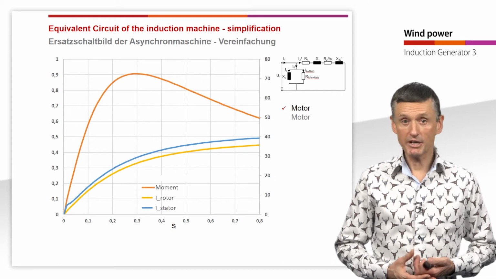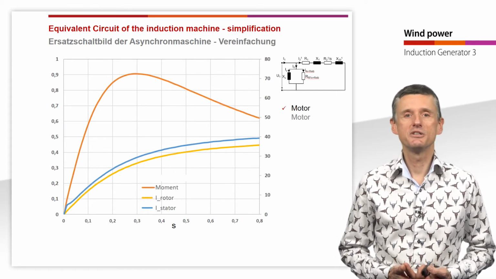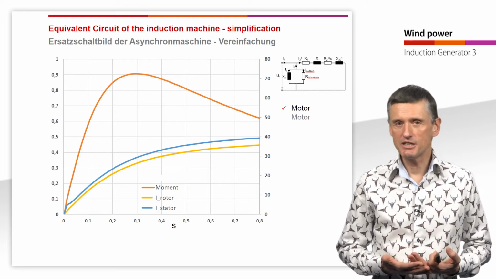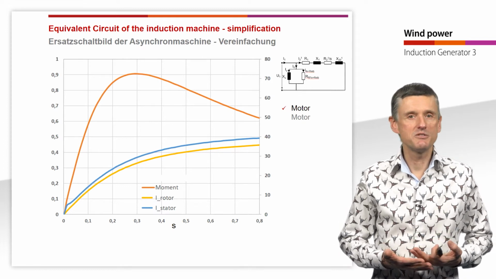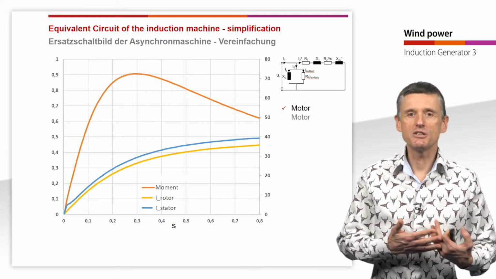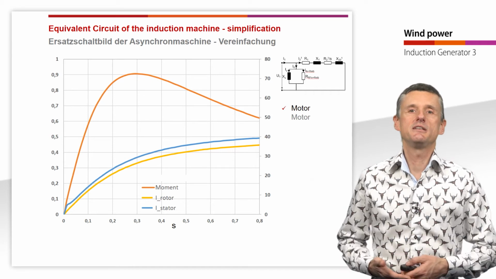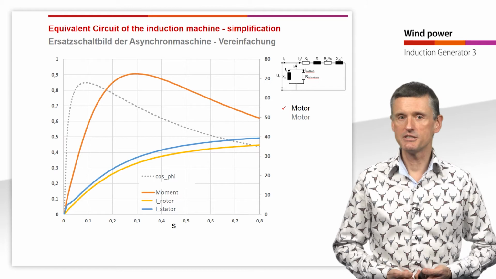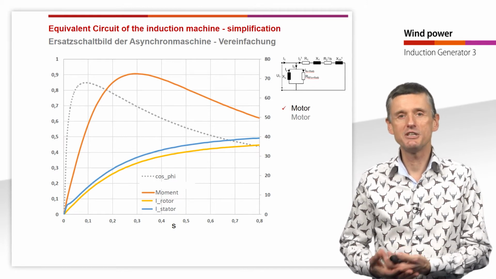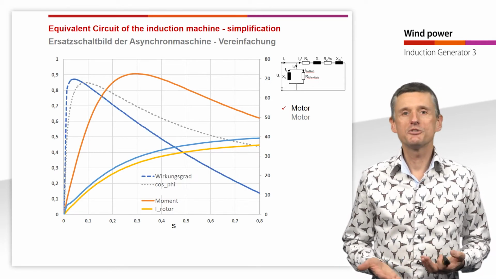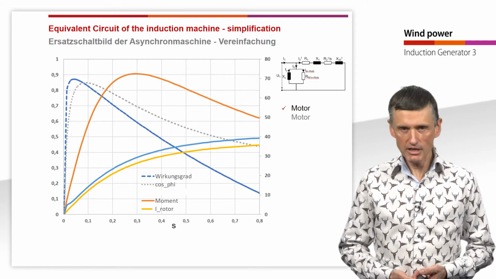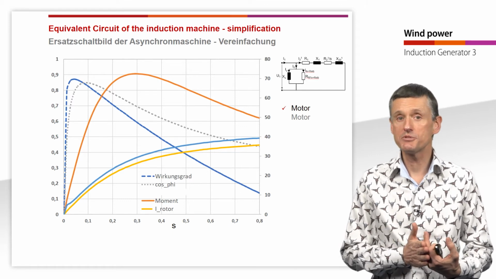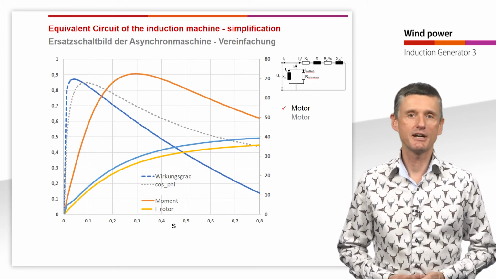What is quite important is the moment here. And there we see a very steep increase of the mechanical moment, and then it reaches the maximum at a certain point, and with increasing slips it is again decreasing. That's the same with the cosine phi. It's increasing, has a maximum, and decreasing again. And also the efficiency of the motor has a maximum at quite small slips and then is decreasing again.